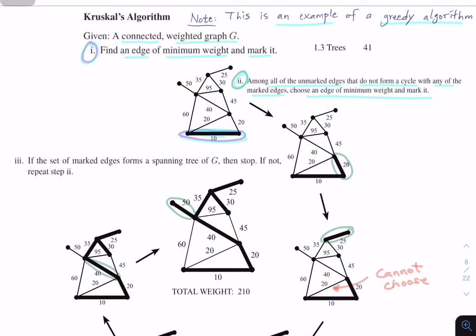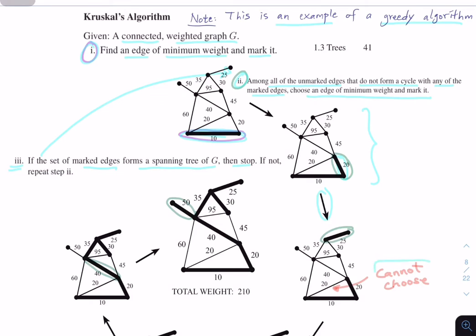So the edges that I should choose have weight 20, and here there are 2. I could have chosen this one, but I chose this other edge with weight 20. And the third step, if the set of marked edges forms a spanning tree of G, then stop. If not, then we go back to step 2. So now we have to go back to step 2 because currently we don't have enough marked edges to form a spanning tree.